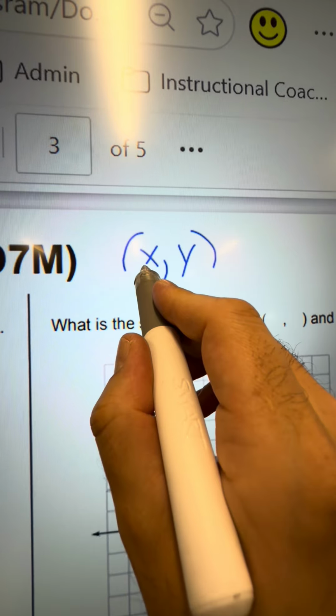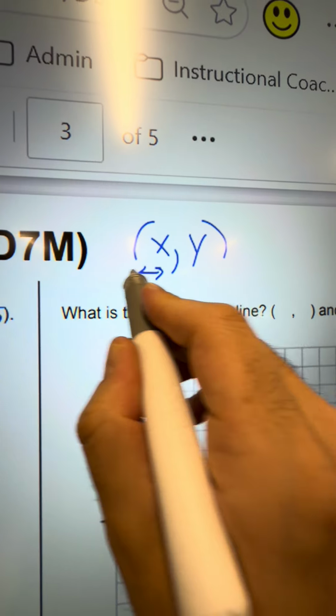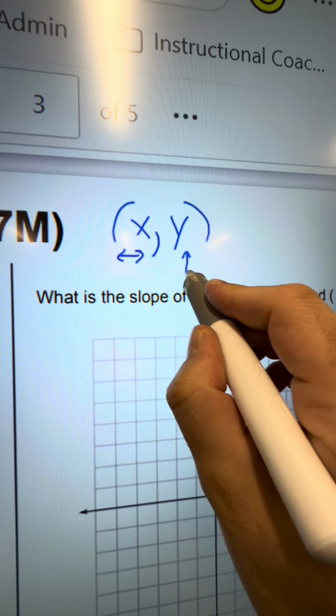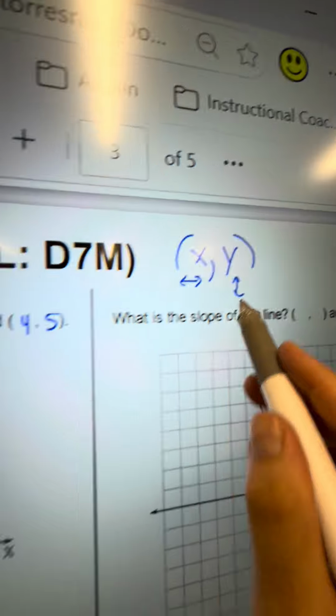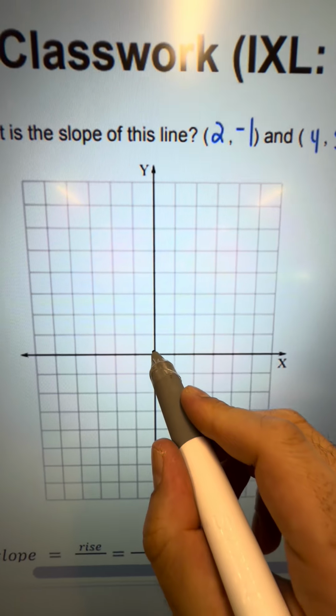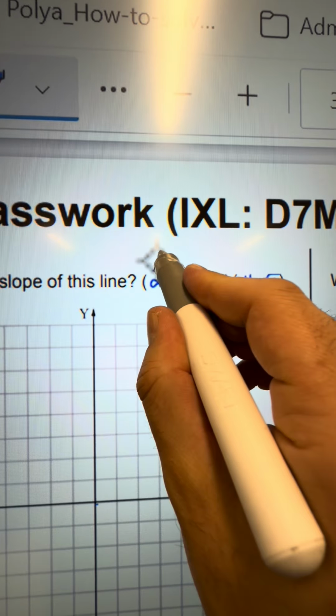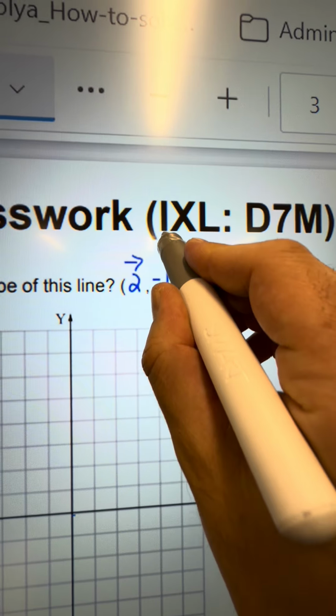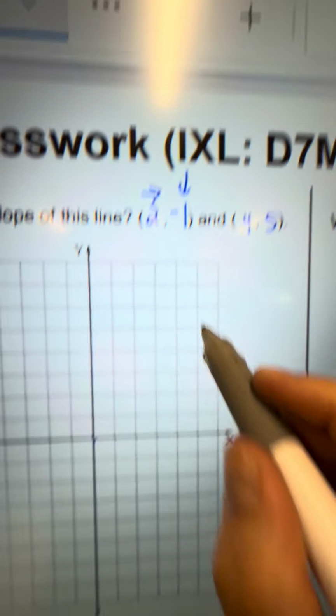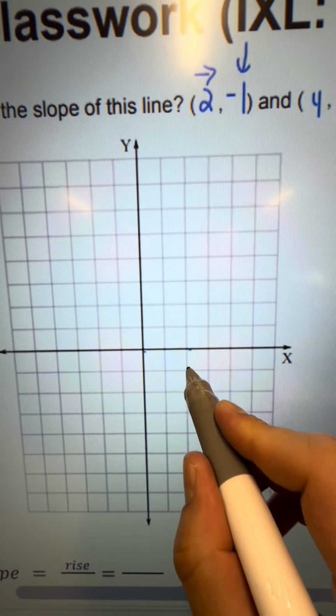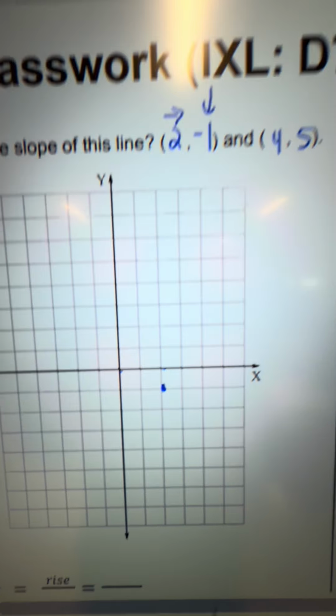So if it helps, your x value is always going to move either left or right. Your y value is always going to move either up or down. So I can use these directions to help me plot the points. Starting at the origin, this one right here, I know I got to go right 2. This is a negative, so I know I got to go down 1. So right 2, down 1. Starting at the origin, right 2, down 1. Put my point, and repeat for the second one.